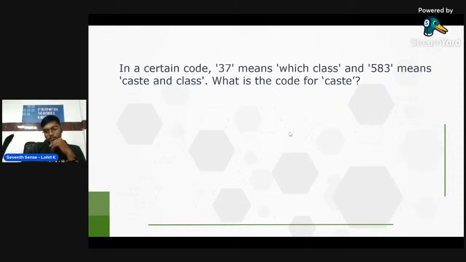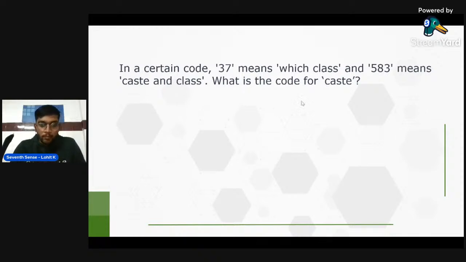What is the answer for this, guys? The people have said five. Okay, so this type of question we have discussed, right? That is a mixed letter coding, right? So here, what you have to do is they have asked for the caste here. Now, it is not necessary that you will always get a single answer here.